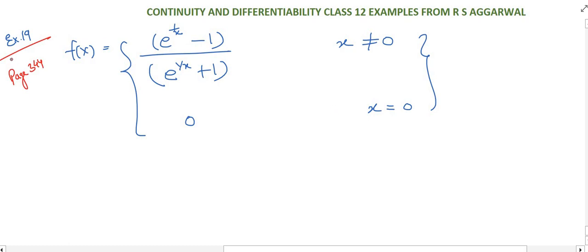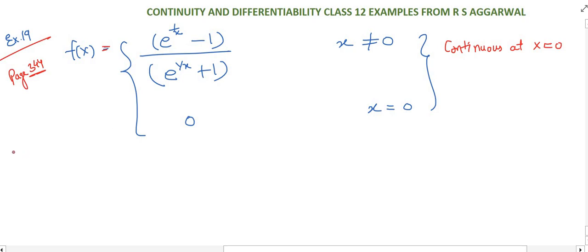Hello everyone, this is example 19 on page number 344 of R S Aggarwal. This is a very good question. Watch it carefully. We have to prove that it is continuous at x equal to 0. For this, clearly we have to find the RHL, LHL, and then the function value.